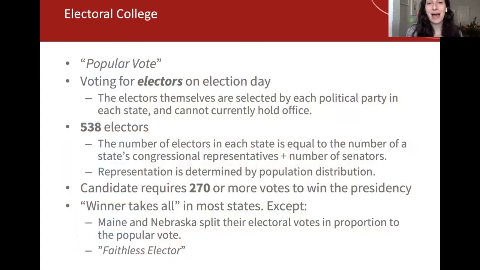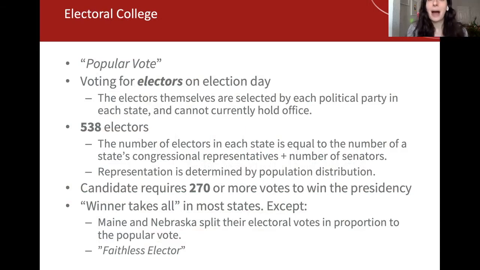So we're going to look at a ballot in a little bit, but for now, we're going to talk about the Electoral College. The Electoral College is written into the Constitution. It's very deeply enshrined in the Constitution, and it's a complicated concept and process that most Americans don't fully understand. So we're going to do our best to break it down today.